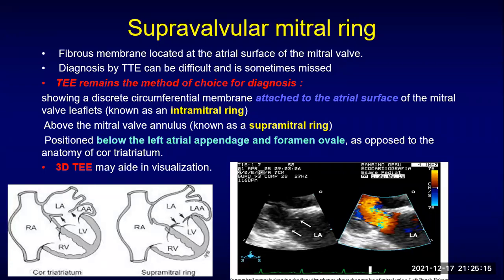Okay, here we can also see the cor triatriatum and the supramitral ring, and differentiate between both of them.